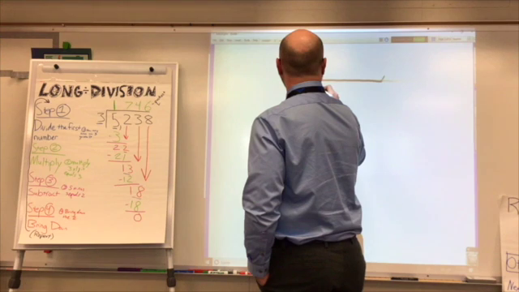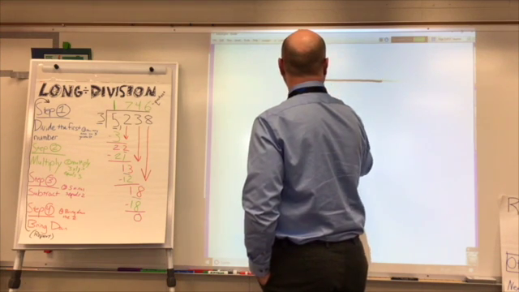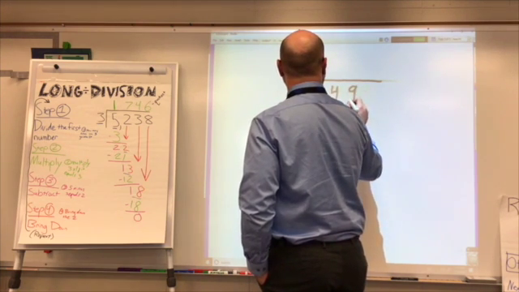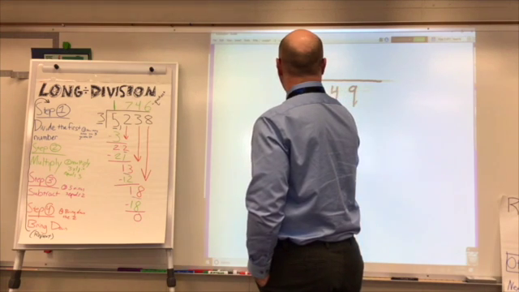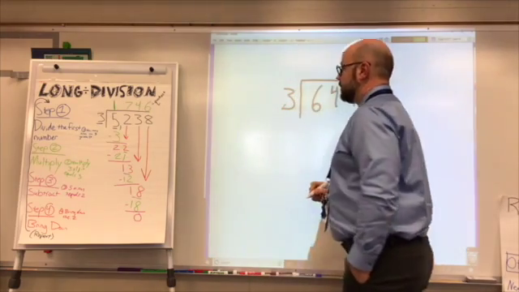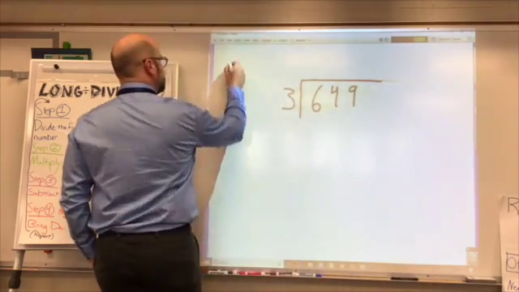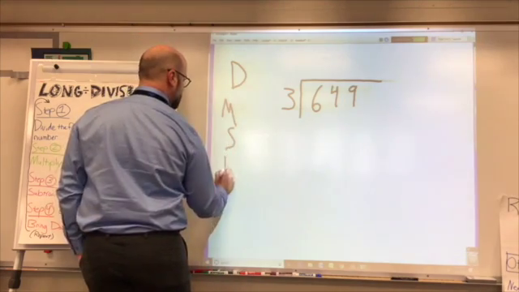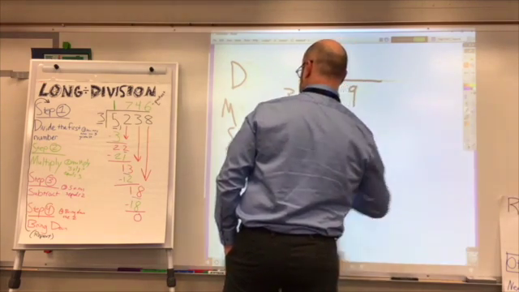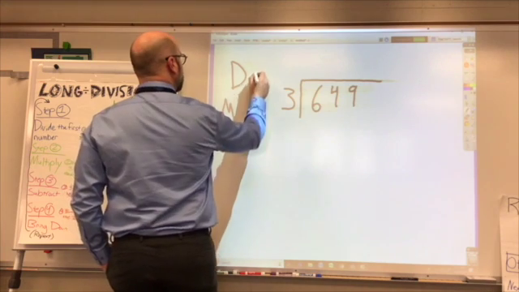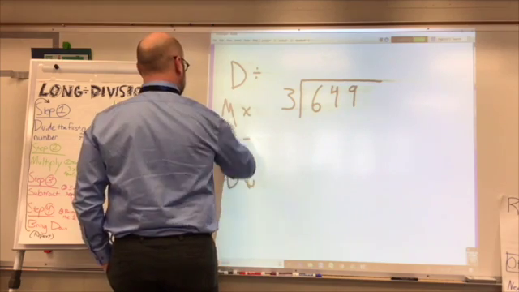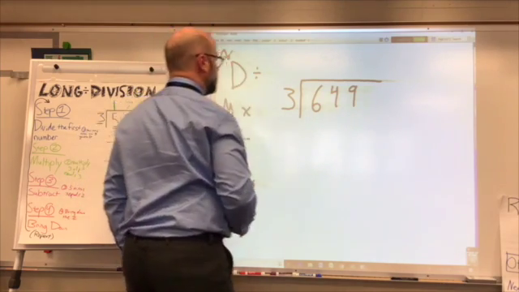Let's do 649 divided by 3. Let's keep that 3 train rolling. I always like to put the steps right here: D, M, S, D. Oh, my last D looked more like a P. Divide, multiply, subtract, and drop, and repeat the process over.